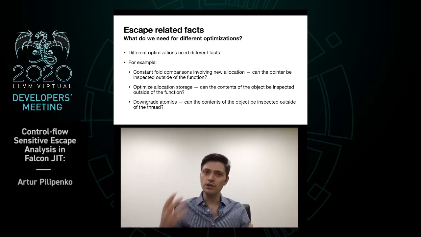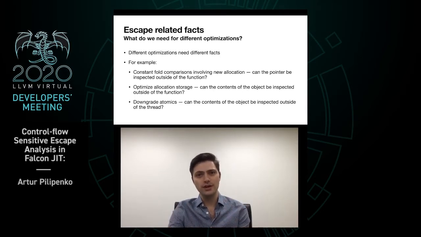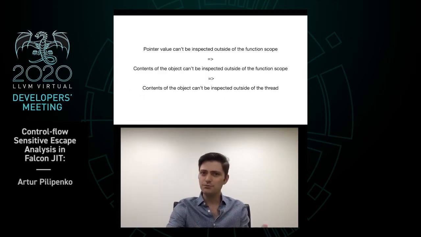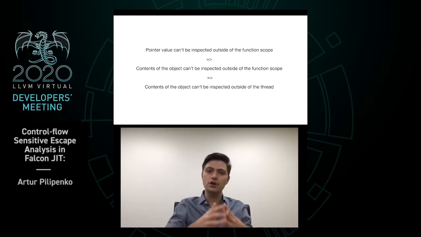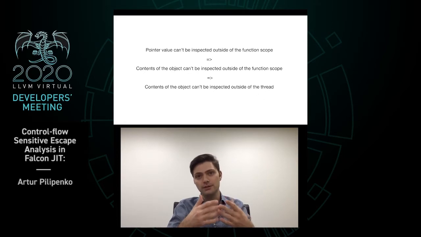Or let's say we want to do downgrade of atomic operations. In this case, we need to make sure that the content of the object cannot be inspected outside of the current thread. These properties are listed in the order from stronger to weaker. So if we know that the pointer value cannot be inspected outside of the function scope, we know that the pointer content cannot be inspected. And if we know that the content cannot be inspected outside of the function scope, we know it cannot be inspected outside of the current thread.